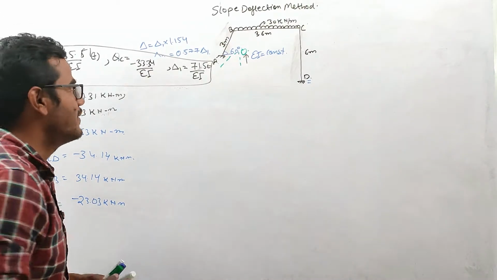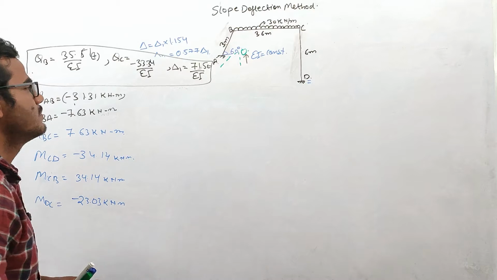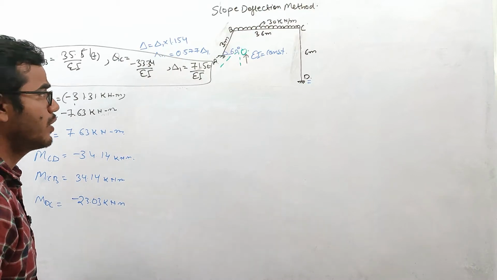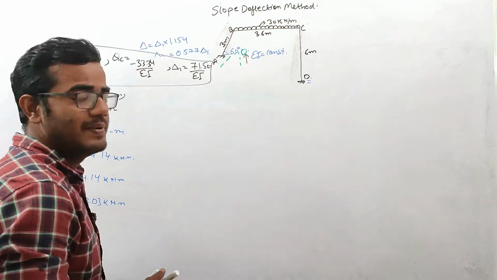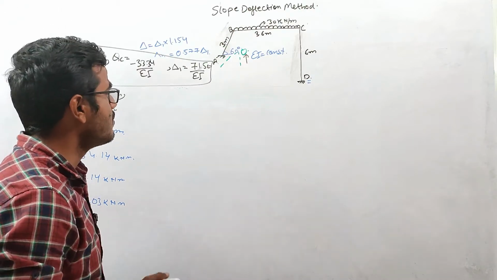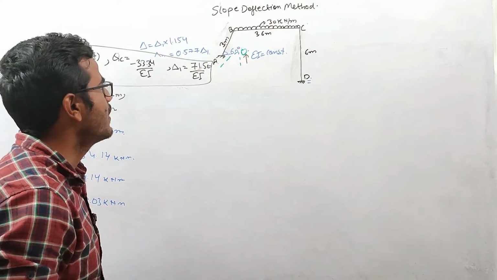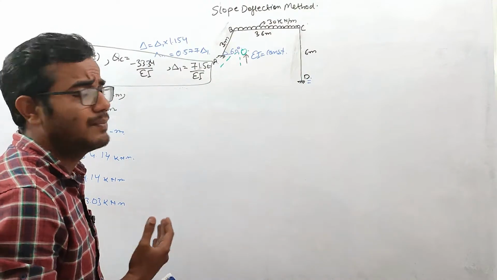So guys, we have calculated the displacements and end moments. Now we will draw the bending moment diagram, shear force diagram and axial force diagram. But before that we will look at the free body diagram, because with the help of the free body diagram we have to calculate some forces. So let us come to the free body diagram of this structure.